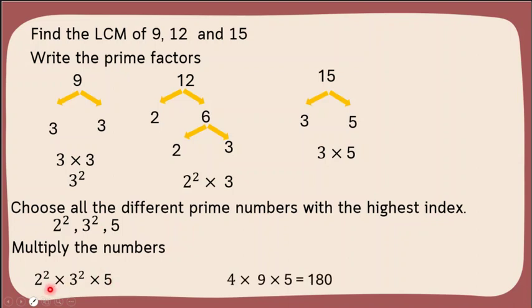When we do that, this is it. 2 to the power 2 is 2 times 2. 2 times 2 is 4. 3 to the power 2 is 3 times 3. 3 times 3 is 9. Then 5. 4 times 5 times 9 is 180. 4 times 5 is 20. 20 times 9 is 180. So this is the LCM for these 3 numbers, which would have been very difficult to come by if we were to list the common factors.